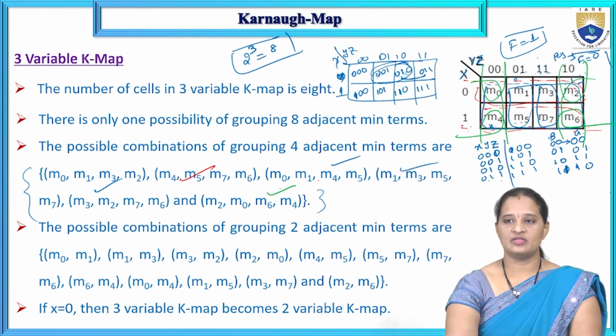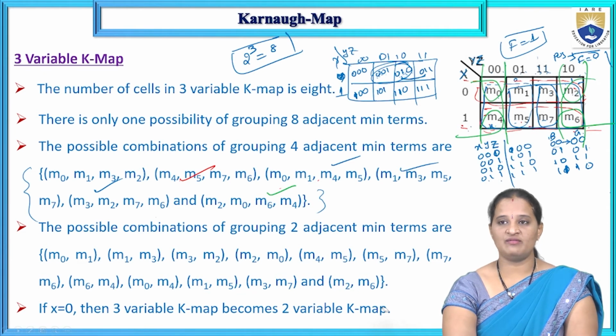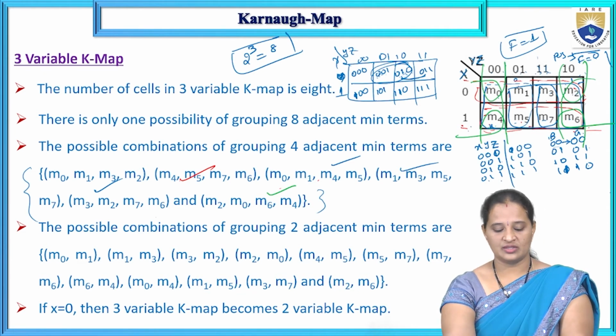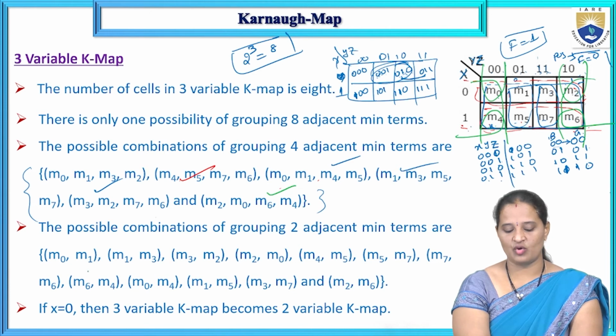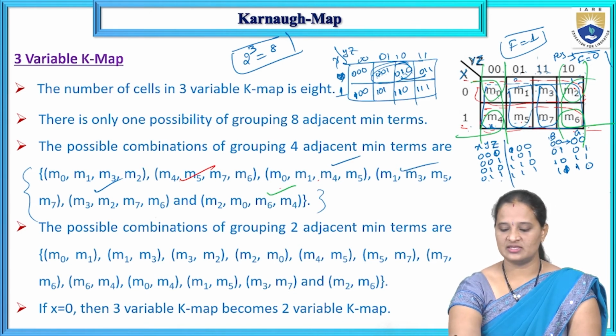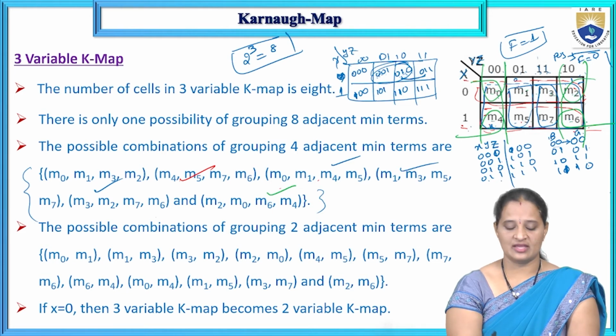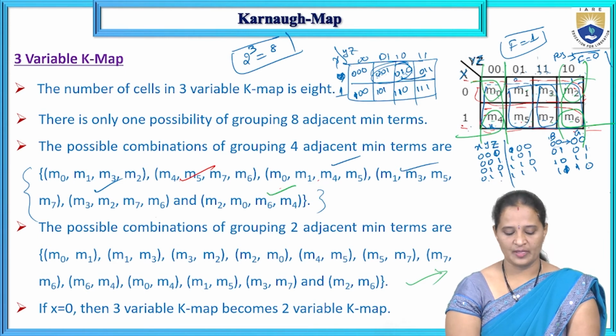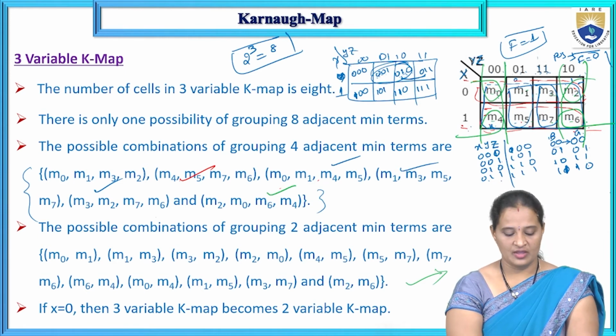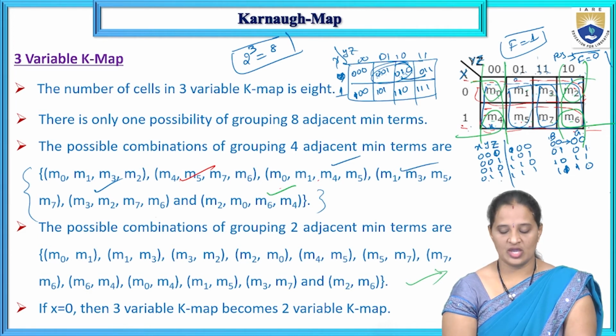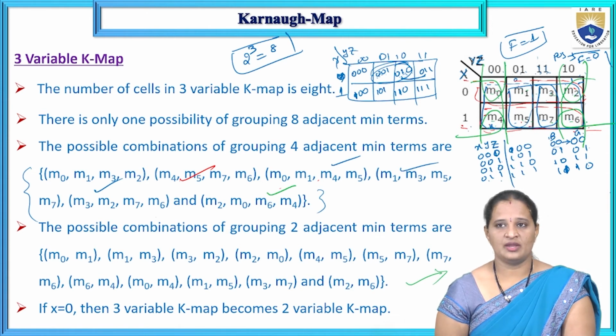So these are the possible quads, and even we can form pairs. These are the possible pairs I can form, M0, M1, all the adjacent cells. These two, these two, these two, these two, these two. So like that, these are all the possible pairs that I can form in a 3-variable K-map. If x is equal to 0, then the 3-variable K-map becomes a 2-variable K-map. So I hope it is clear.